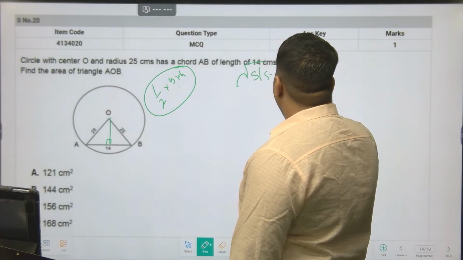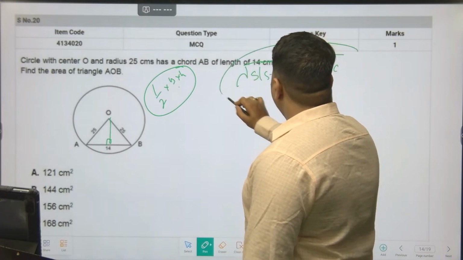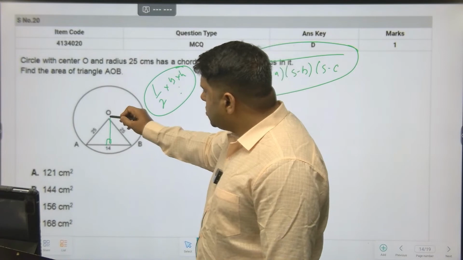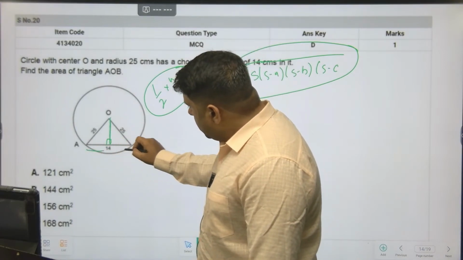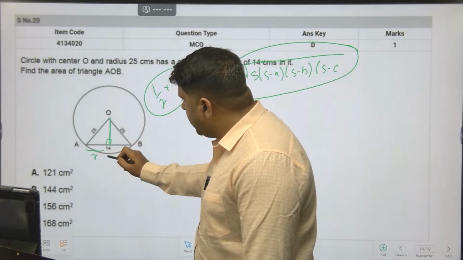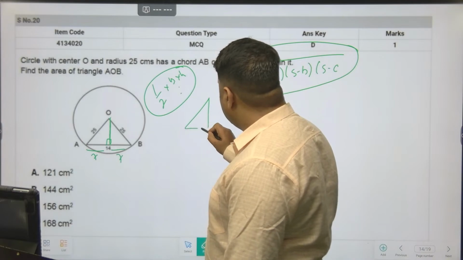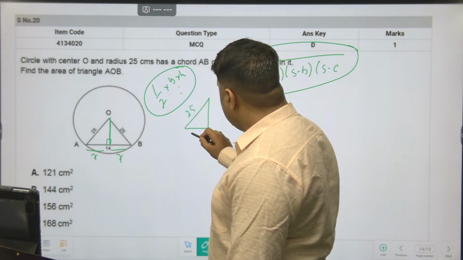S minus A, S minus B, S minus C. Okay. So I can find this formula, but this one is going to be easier. Now, when I am dropping a perpendicular from here, this is going to bisect it. So this side is going to be 7, this is going to be 7. Now we are having a perpendicular like this, 25 and 7.